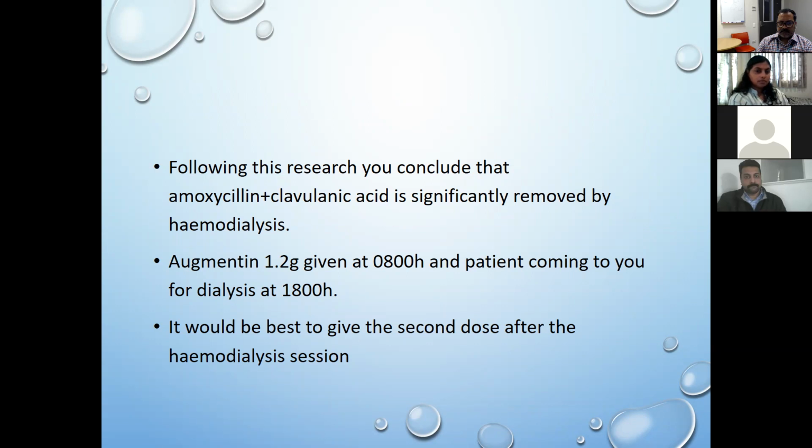Following this research, you conclude that amoxicillin and clavulanic acid is significantly removed by hemodialysis, and Augmentin 1.2 grams is given at 8 o'clock. And then the patient is coming to you for dialysis at 6 o'clock. So it would probably be best to give the second dose after the hemodialysis session. So you'd be able to get away with the lowest effective dose, so that you're not having to think about the need for supplemental dosing after the session.